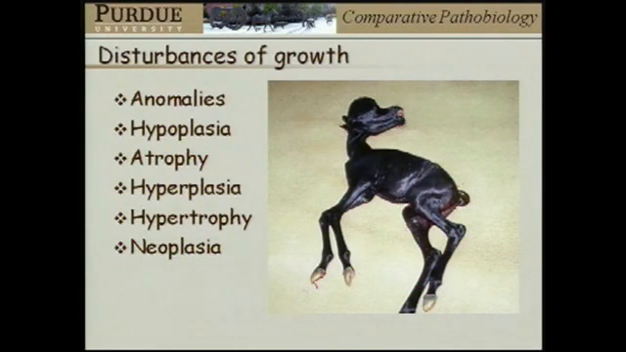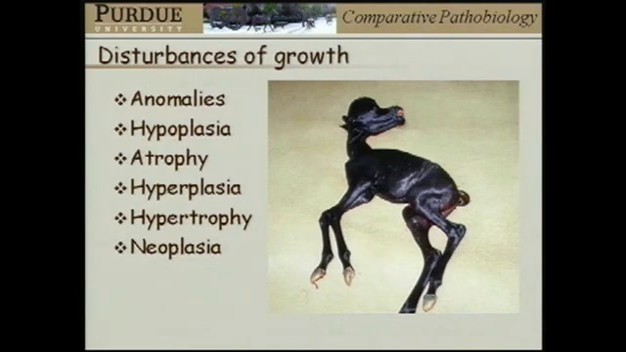Switching categories to our last classification, we will talk about disturbances of growth and look at examples of anomalies, hypoplasia, atrophy, so a couple of things that make tissues too small or organs too small, and several things that make organs too big: hyperplasia, hypertrophy, and neoplasia.